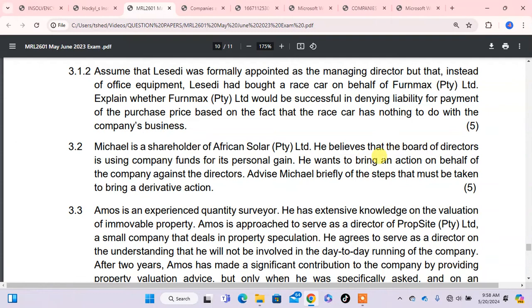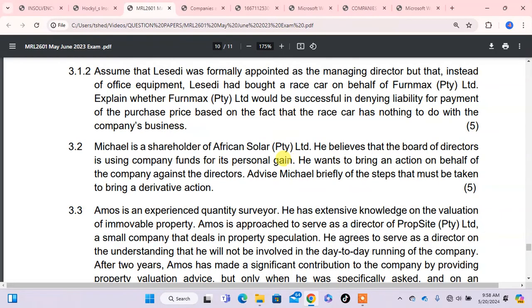Michael is a shareholder. He believes that the board of directors is using company funds for its personal gain. He wants to bring an action on behalf of the company against the directors. Advise Michael briefly on the steps that must be taken to bring a derivative action.